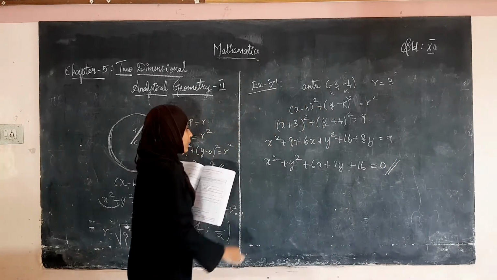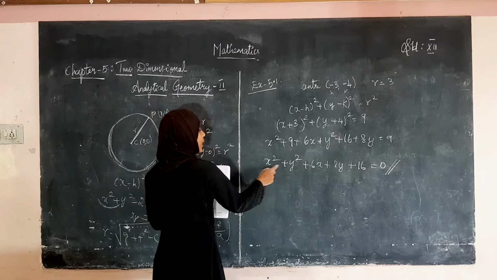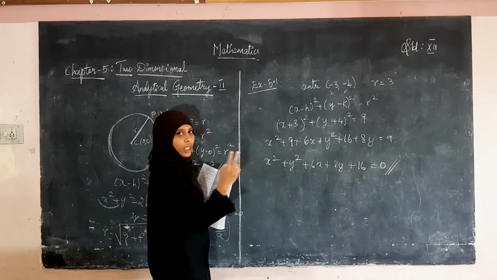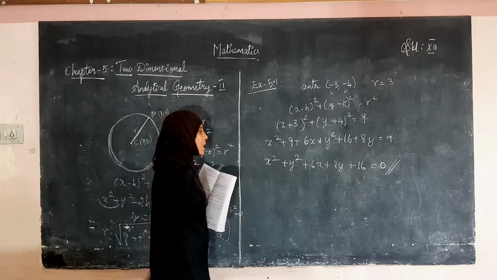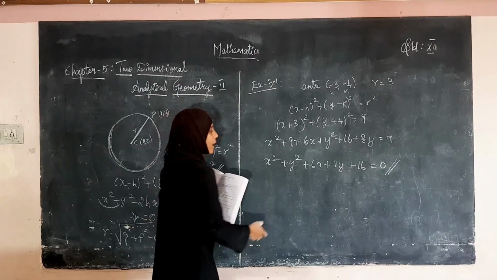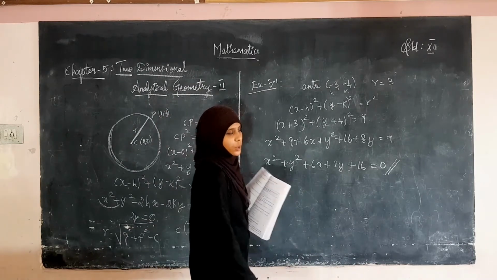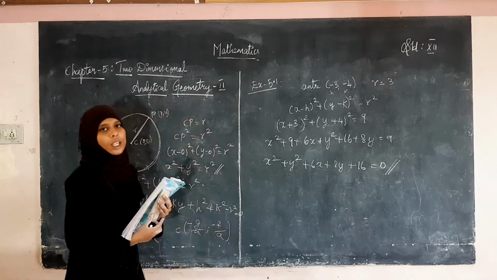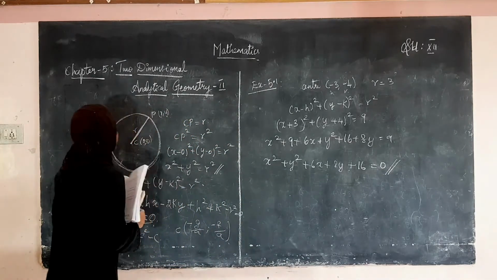See the condition, the x square and y square, this is an equation of degree 2 in both x and y, and the coefficient of x square and y square is the same, and we don't have an xy term here. The xy term is equal to 0. Therefore, this is the equation of the required circle.